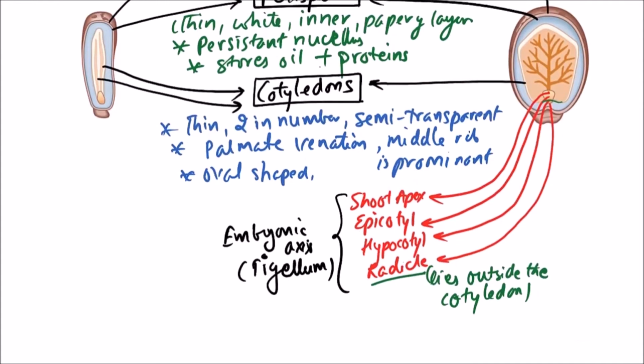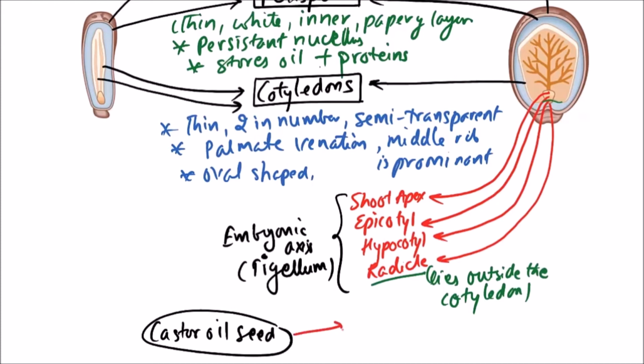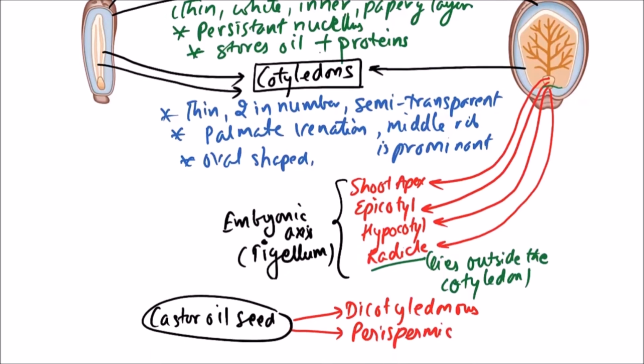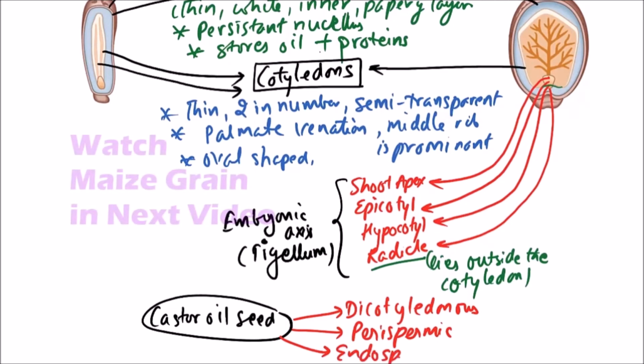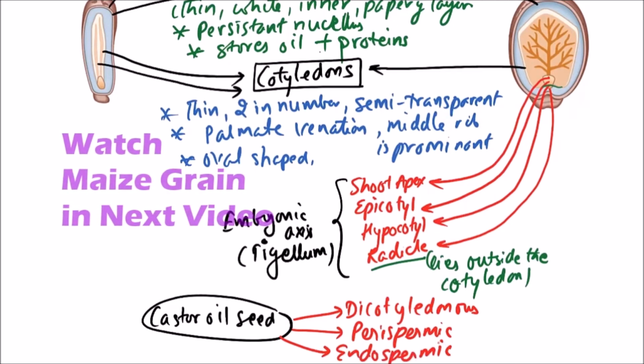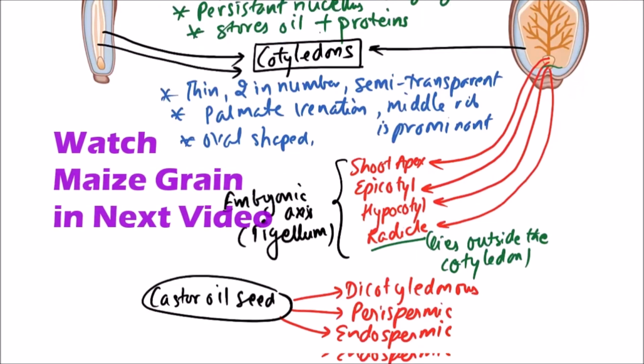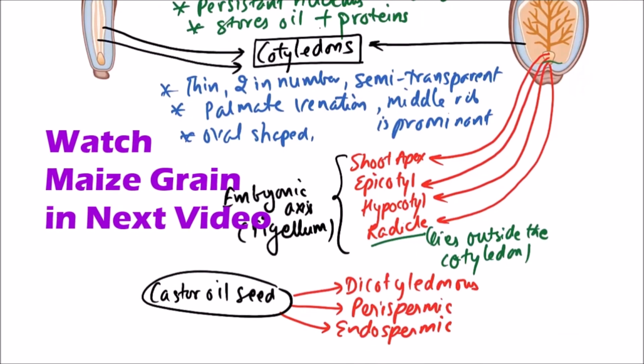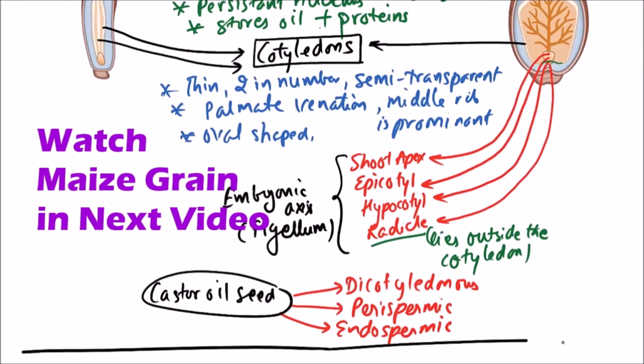So we can say that the castor oil seed is dicotyledonous, perispermic, and also endospermic. So these are the viewpoints about the structure of castor oil seed.